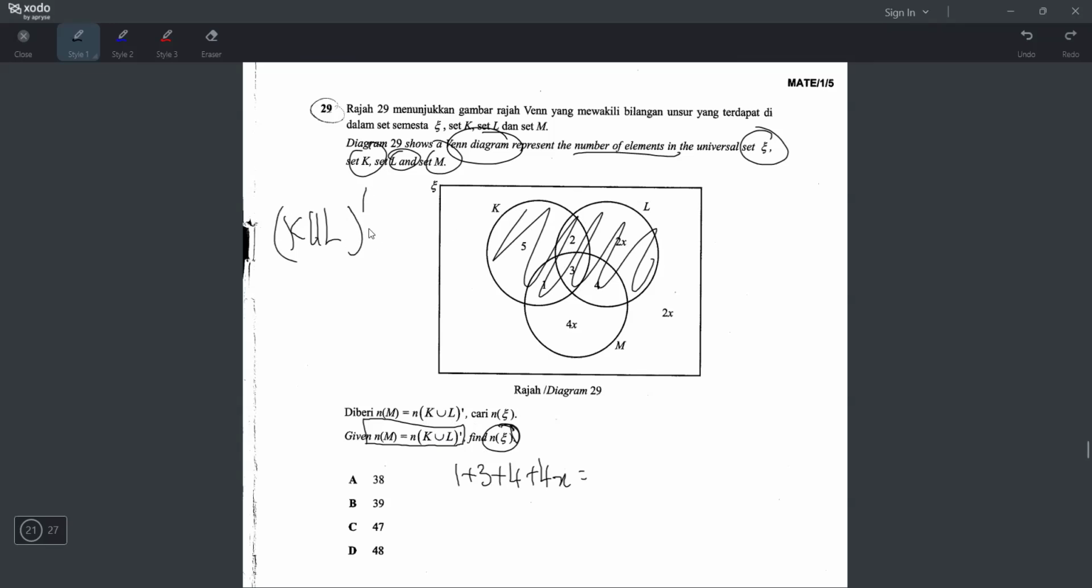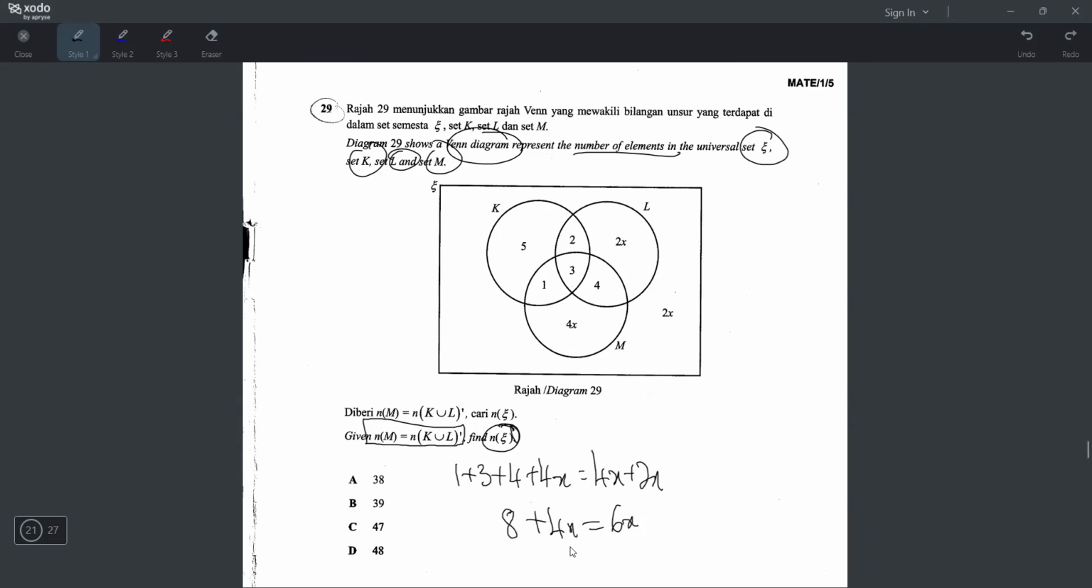But they say complement. It means everything except this. Everything except K union L. It means everything except this. So it's 4x and 2x. It means the number of elements for K union L complement will be 4x plus 2x. Okay, here you get 6x, here you get 4x, here you get 1 plus 3 plus 4, which is 8. And then move 4x over so it becomes minus, so 6 minus 4, 2, here 8. It means x is 8 divide 2, 4.